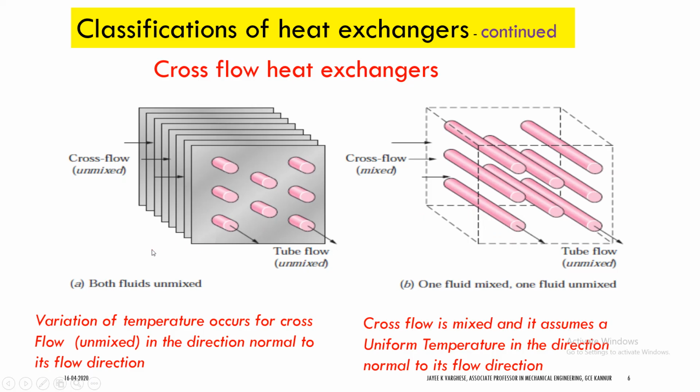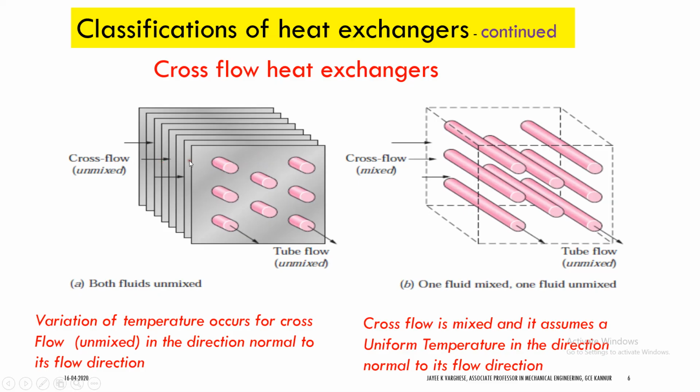So in cross flow heat exchangers, both the fluids are flowing in directions perpendicular to each other. Here in both these cases, the pink one shows the tubes through which the fluid is flowing. Typically this is a hot fluid flowing through the tubes. Here also hot fluid is flowing through the tubes, and the cross flow is the one which flows at 90 degrees to the direction of flow of the tube fluid.